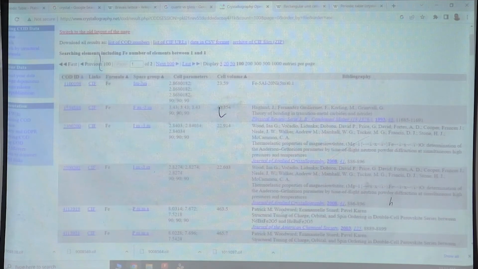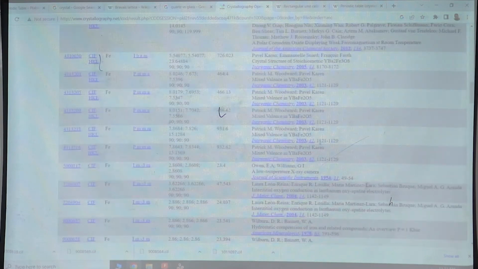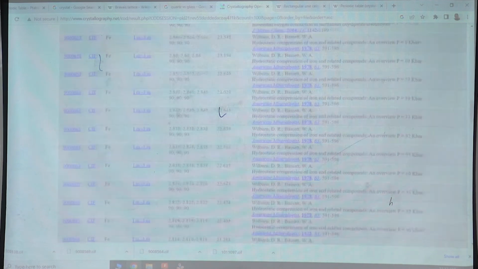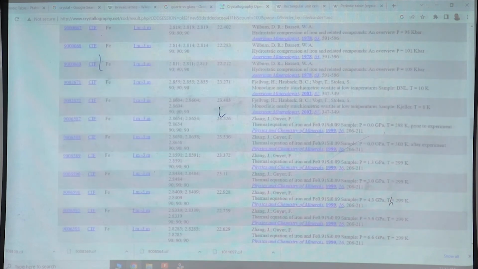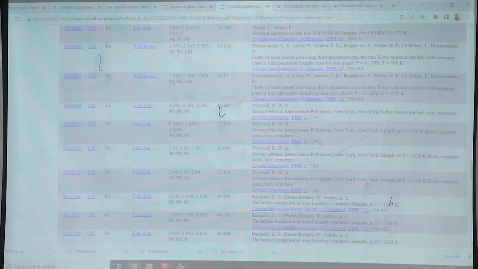Let's say I take this iron. Which one do I want to take? When you change the pressure and so on, the structure changes a little bit, so there are a lot of entries. Okay, let's say I take this one.